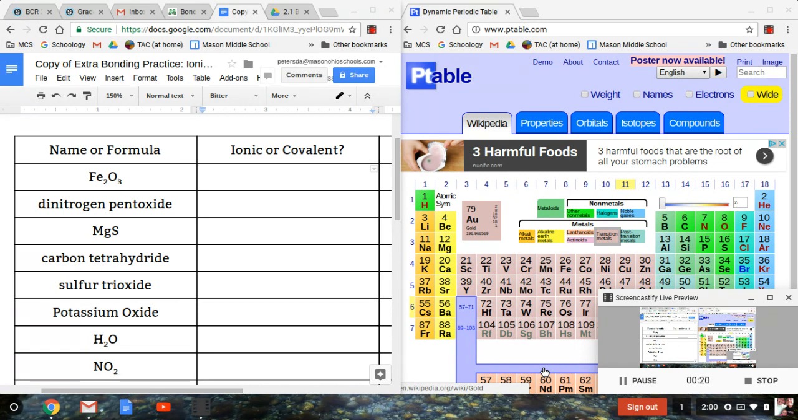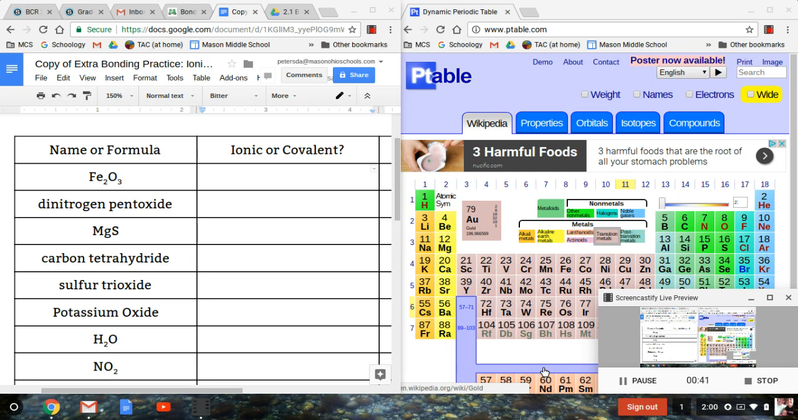Ionic bonds are between a metal and a nonmetal typically, but always between a cation and an anion. When I say metal and nonmetal typically, there might be exceptions to the rule, but pretty much it's metal, nonmetal. Now, covalent is between two nonmetals, again, could be an exception to the rule, but always between two anions.